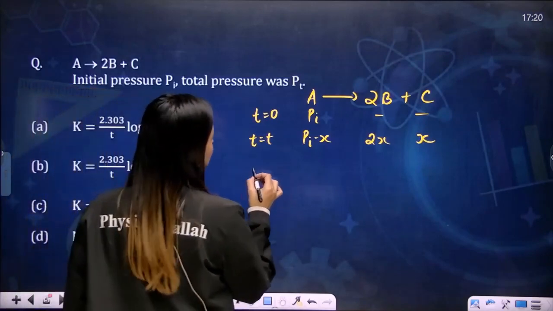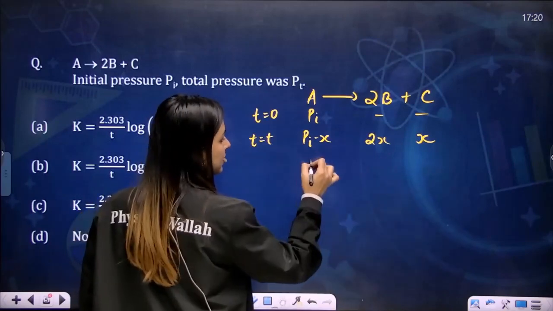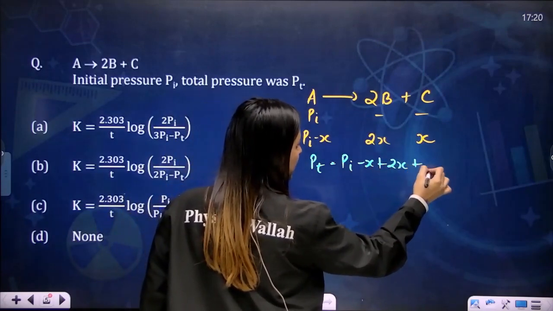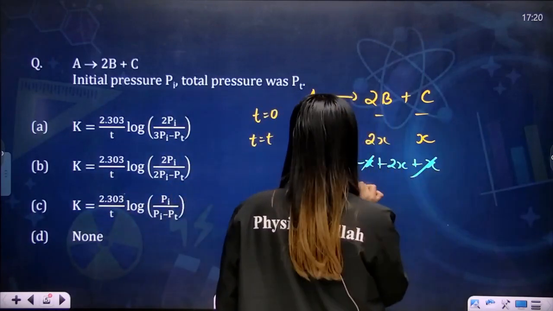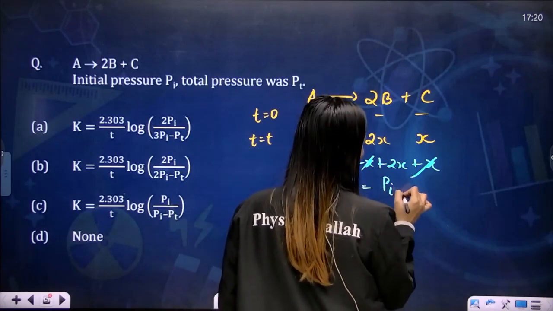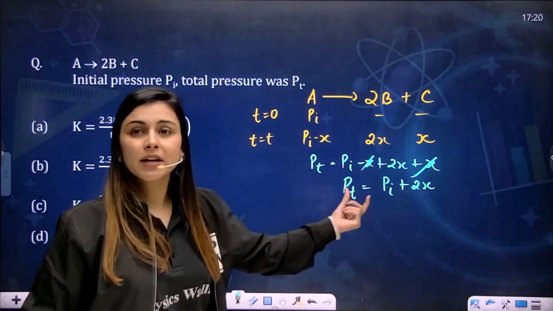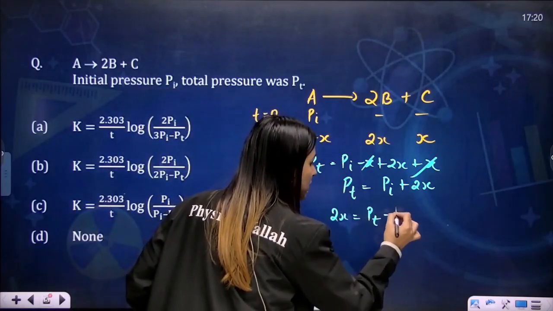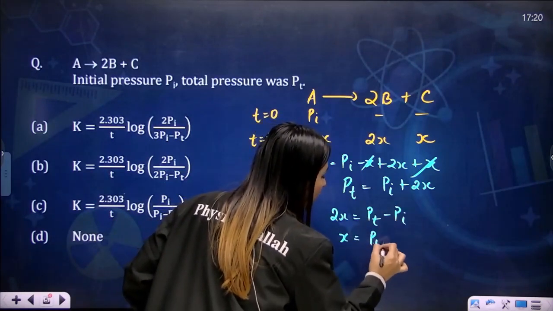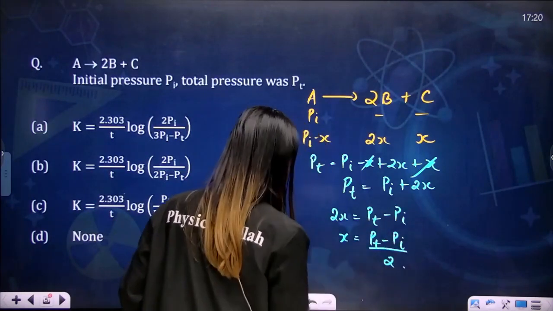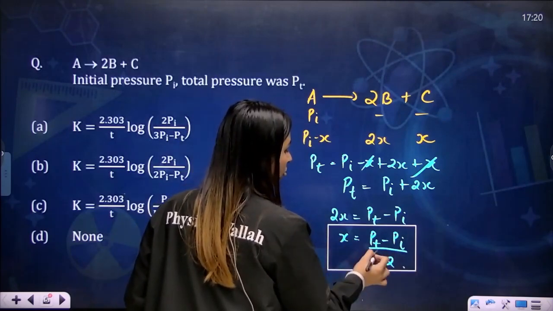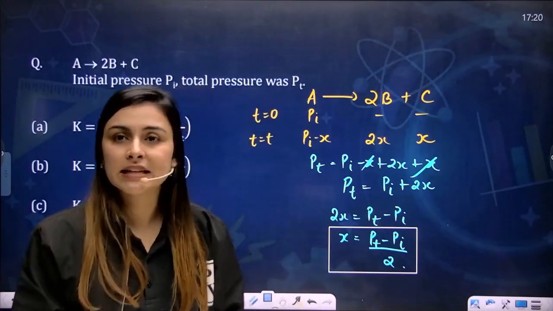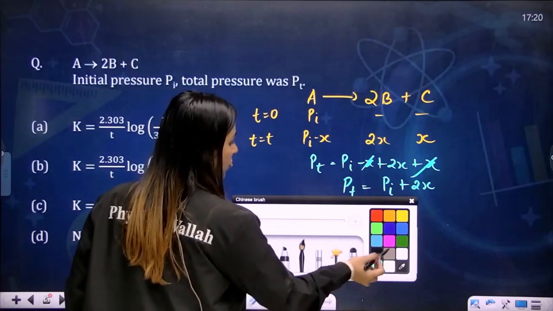Now, my dear students, first let's say P total will be equal to the partial pressures: P initial minus x plus 2x plus x. So x cancel. So P total is actually equal to P initial plus 2x. From here, can you calculate the x value? Yes, you can. So 2x will be equal to P total minus P initial, and your x value would be P total minus P initial upon 2. This is the value that we have derived till now. I hope you're clear with this and don't have any issues till now. Now let's write the integrated rate law, my dear students.